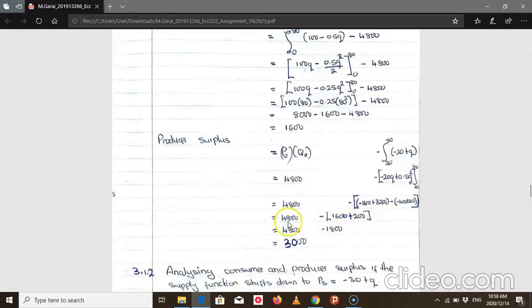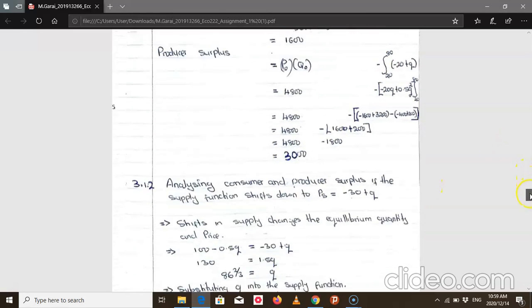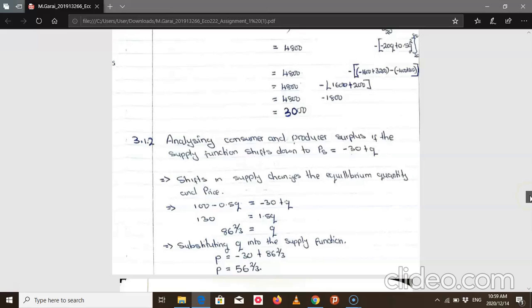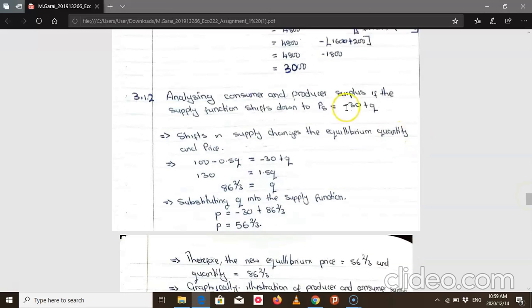So our producer surplus is this minus the integral of the supply function between 80 and 20, which is minus 800, and then we get our producer surplus. So, analyzing the consumer and producer surplus, if the supply function shifts down, first, if the supply function shifts, the equilibrium point changes as well. So we cater for the change.